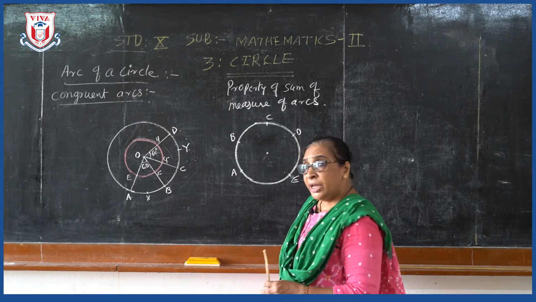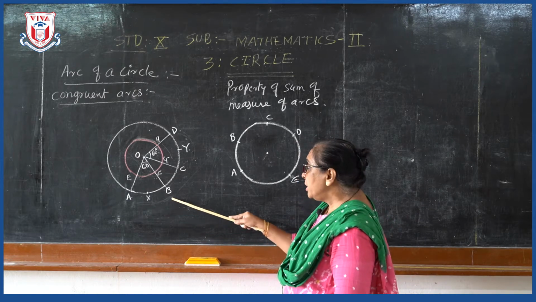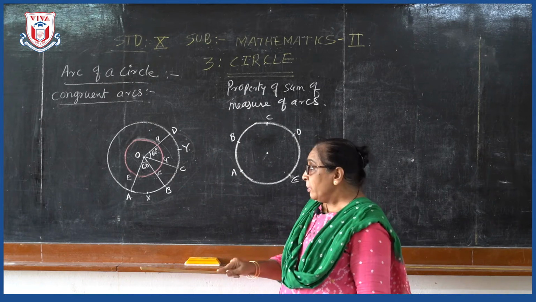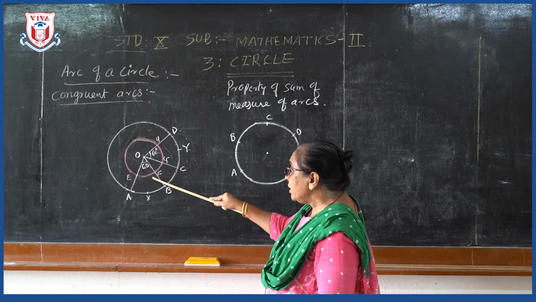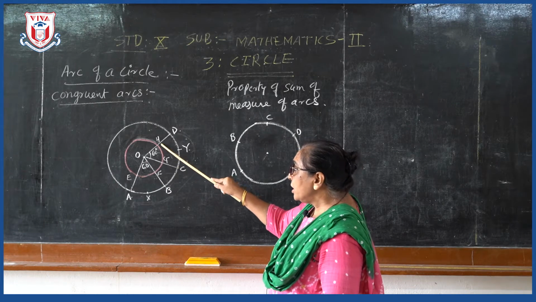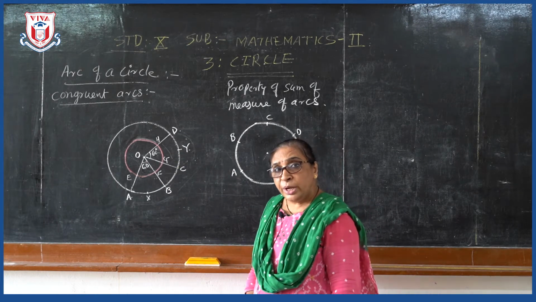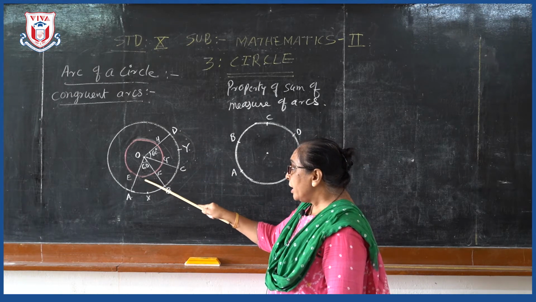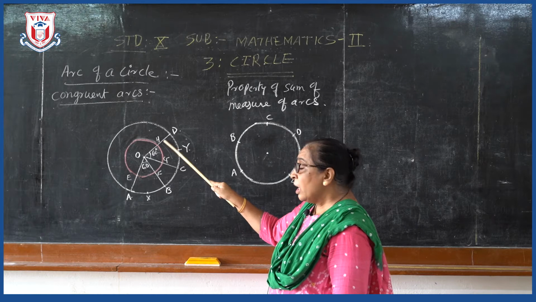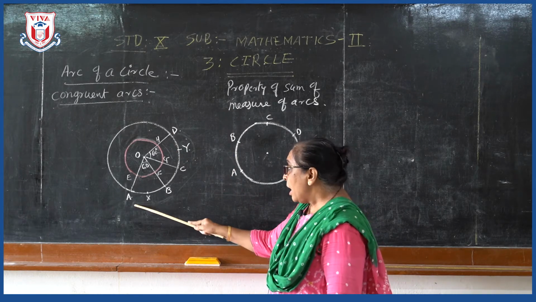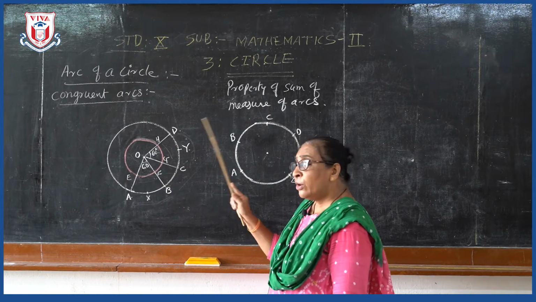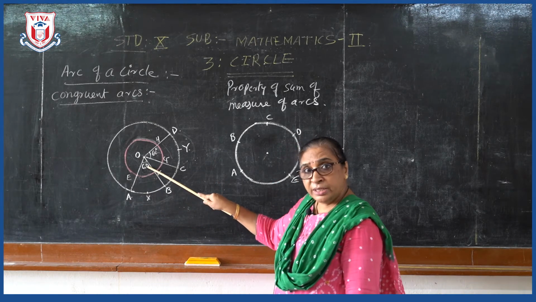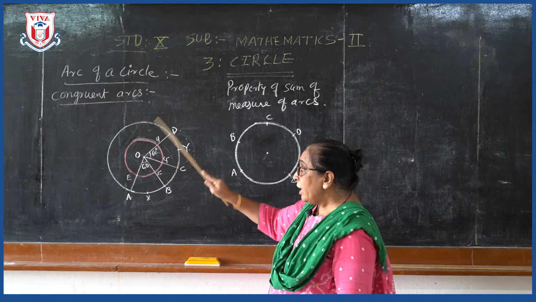Now, the measure of arc AXB is 60 degrees and arc CYD is also 60 degrees. Similarly, arc EF is 60 degrees and arc GH is 60 degrees, but which are the congruent arcs? Arc AXB is congruent to arc CYD and arc EF is congruent to arc GH. Now, why can we not say that arc AXB and arc EF are congruent? No doubt they have the same measurement, 60 degrees, but their radii are different.